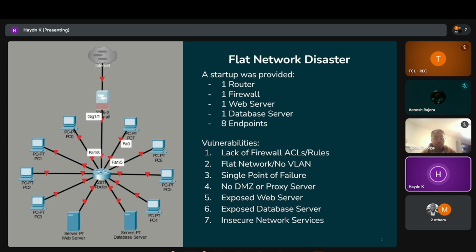The second vulnerability is the flat network and no VLAN. We can see that every system on the network, including the database and web server, and every single one of the workstations here, is sharing the same subnet and network space. This means that any compromised device can reach the others without any barriers.